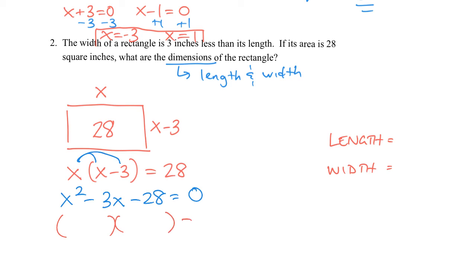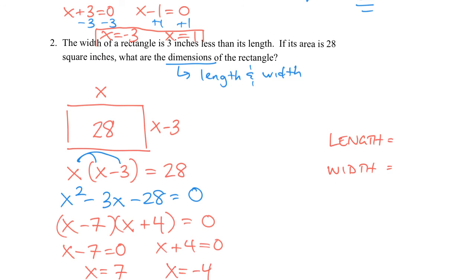Step 2, factor. This is an easy trinomial again. Two numbers that multiply to negative 28 and add to negative 3. Negative 7, positive 4. Zero product property: x minus 7 equals 0, x plus 4 equals 0. And solve. On the left-hand side, I'm going to add 7 to both sides, so I get x equals 7. And for the right-hand equation, I'm going to subtract 4 from both sides. x equals negative 4.